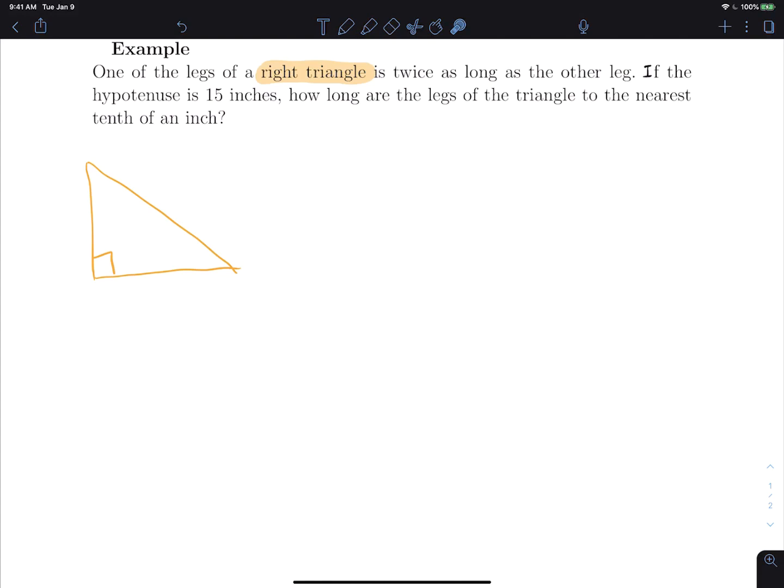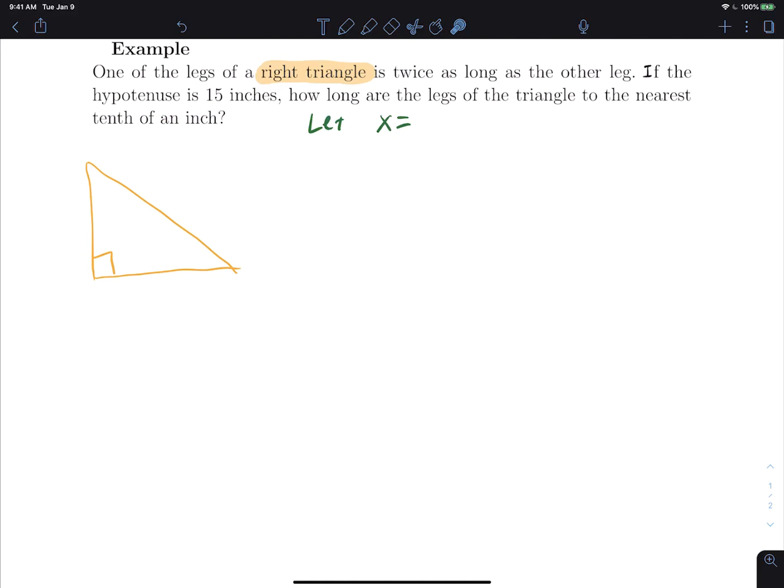Anyway, one of the legs is twice as long as the other leg. And what's the question? How long are the legs of the triangle to the nearest 1/10 of an inch? We need to define a variable. And so let's go ahead and begin with let x equal. We can define our variable.